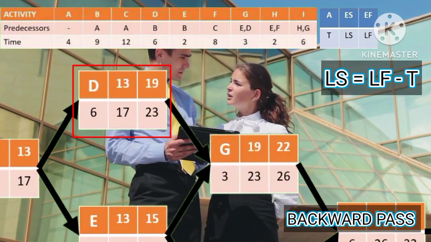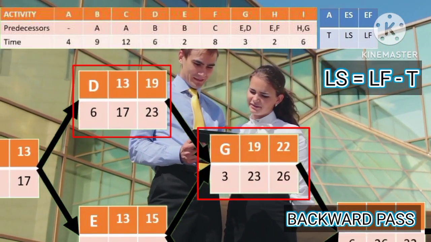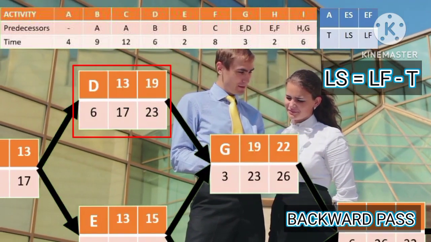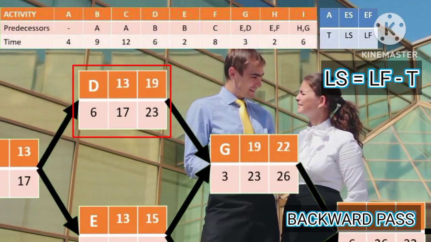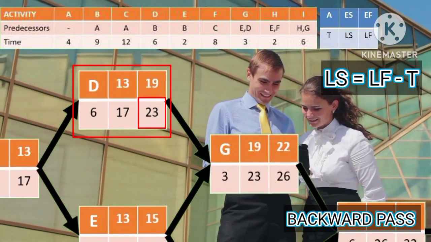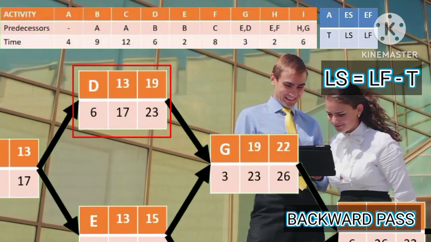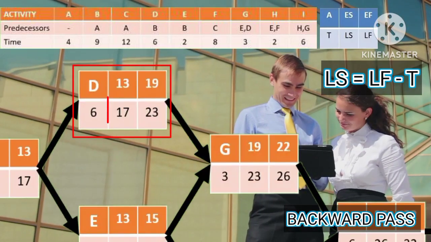For D, having one successor which is G, so the latest finish time of D is 23, which is the latest finish time of G. Then since the latest finish time of D is 23 and the activity time of D is 6, the latest start time of D is 23 minus 6 equals 17.